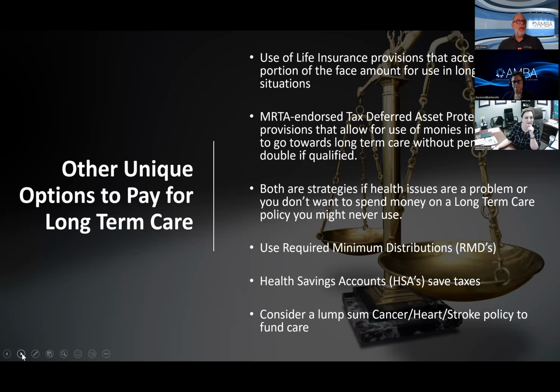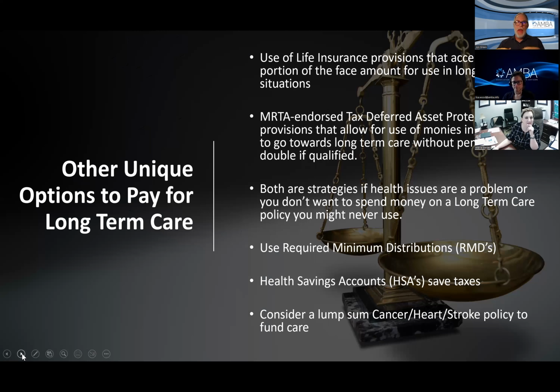The other is an MRTA endorsed tax deferred asset protection plan that allows you to take some money that you may have in an IRA, in a CD, maybe in an old money market account, or maybe in an old 403B, and put it into this plan, where you can grow money as the stock market grows, but you don't lose money, and you can use it for your long-term care without penalty. Or if you're receiving your benefits and you have to go into long-term care need, it can double your payments.